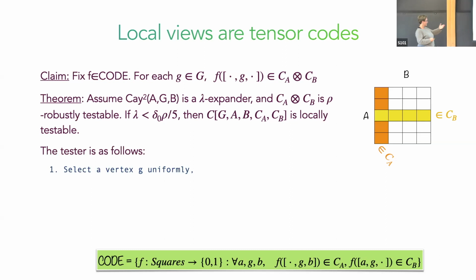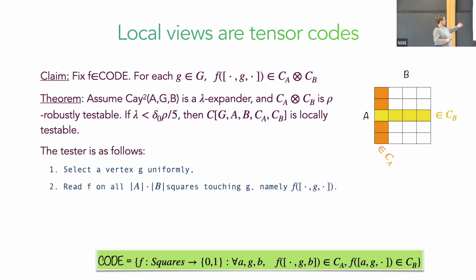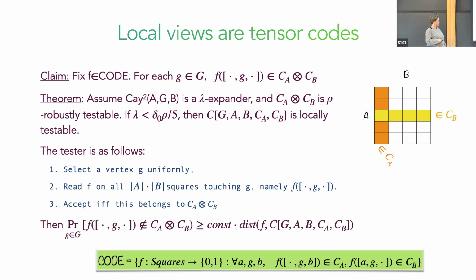Okay, so what's going to be the tester? This is what Zev was asking. The tester is going to be select a random vertex, read all of the A times B squares touching it, and check that this thing is in the tensor code CA tensor CB, and accept if so. And what you need to prove is that the fraction of vertices in which what you see is not in the tensor code is lower bounded by the distance. So if you have a word that's far from the code, many of the local views are going to reject.